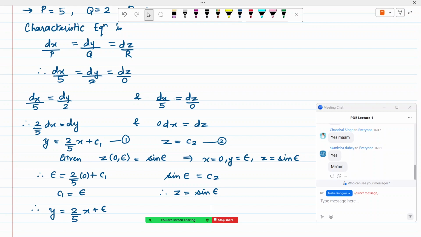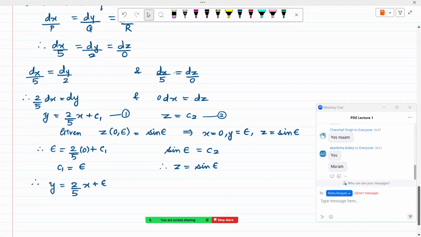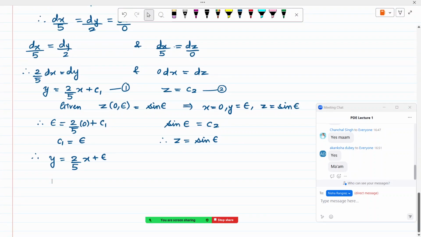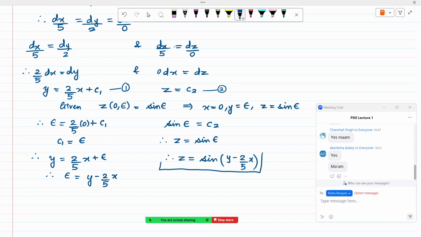So let's observe from here. Can I claim epsilon is equal to y minus 2 by 5x? And if I do that, can I then substitute it over here and I get sine of y minus 2 by 5x? This is your required curve which satisfies the given PDE. So this is your required solution.